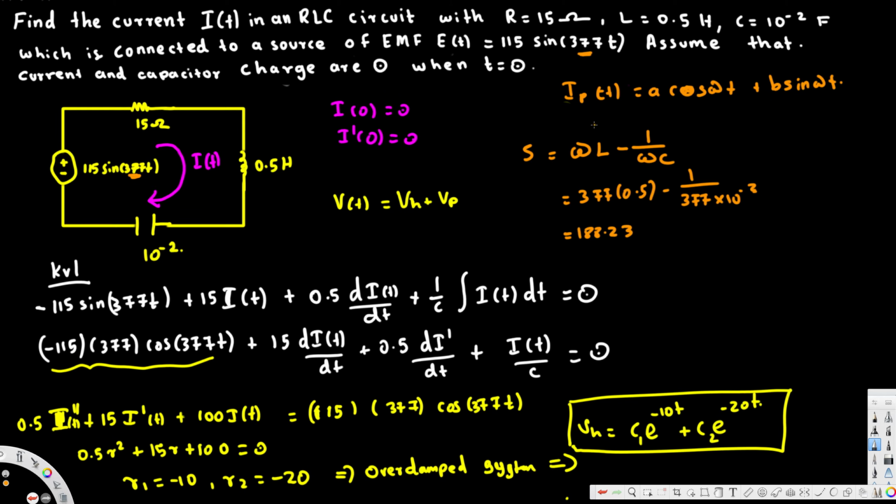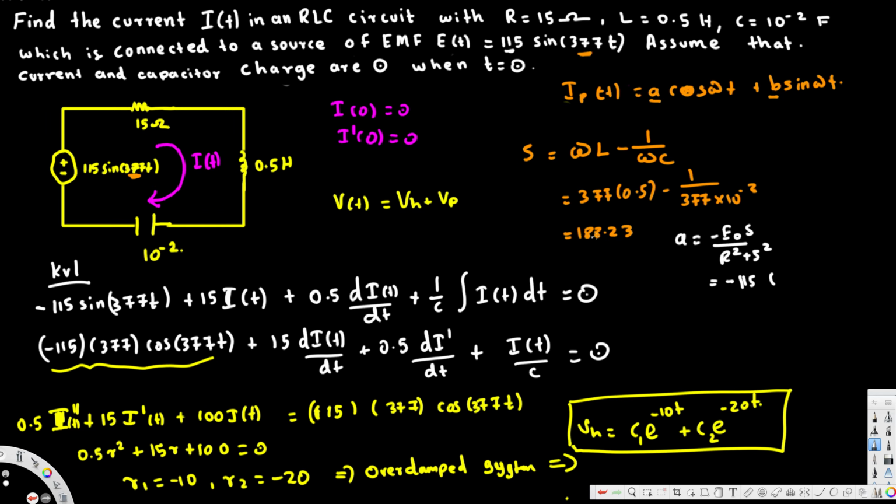After we find the reactance, we can calculate this A and this B value, because we already know the omega value. Omega is 377. Now to find the A and B value, we are going to apply this equation, because A is given by A equals negative E naught S over R square plus S square. E naught is 115, this amplitude.